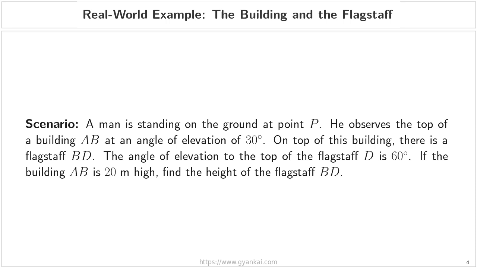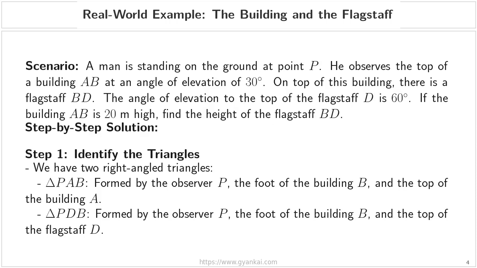Now, here is the twist that makes this a multi-object problem. Sitting right on top of this building is a flagstaff, which we'll call point D. When the man looks up at the very top of this flagstaff, the angle of elevation increases to 60 degrees. We are given that the height of the building, which is the distance from point A to point B, is 20 meters. Our goal is to find the height of just the flagstaff itself.